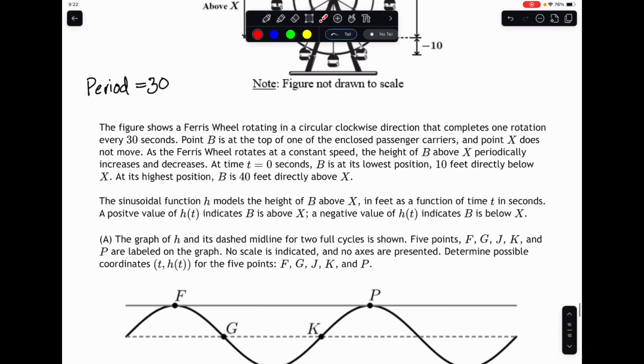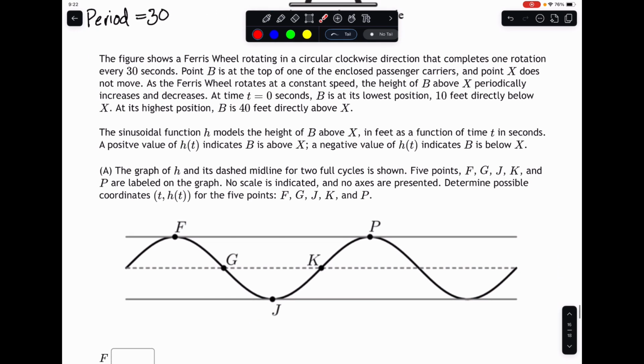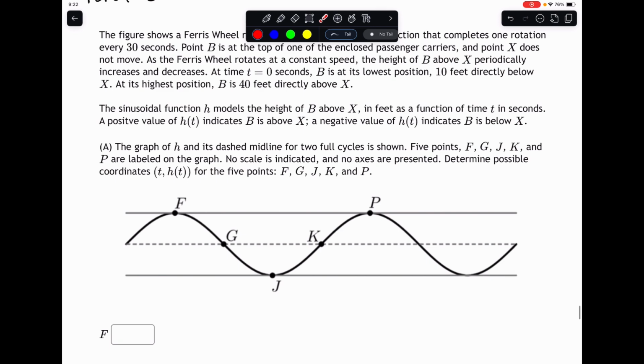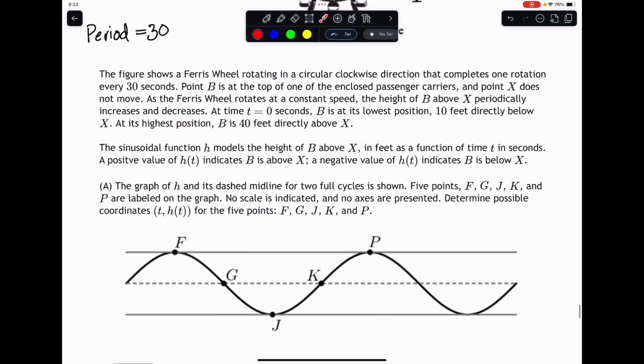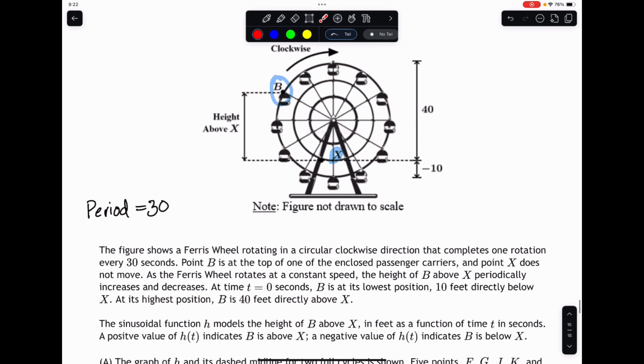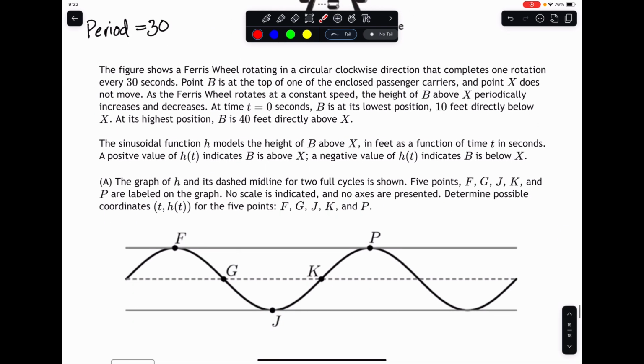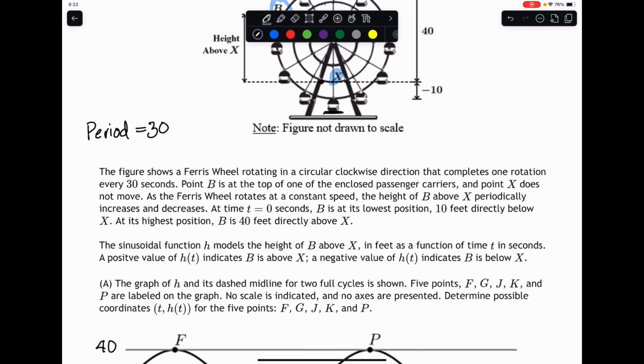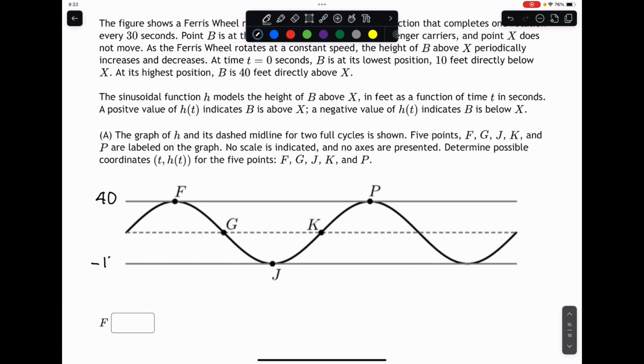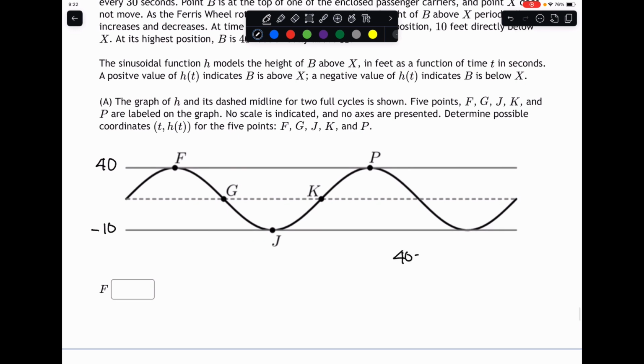So let's look again for the values of the x and y coordinates of these 5 points on this sinusoidal function. As indicated, if point B is at the highest, then we're going to be at positive 40. And if point B is at its lowest, that's going to be negative 10. To determine the midline, we simply add these two quantities and divide by 2, which gives a total of 15. So the midline is 15. So we have our y coordinates for these 5 points.